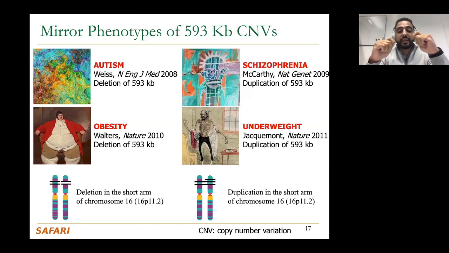So if 600,000 characters are deleted from chromosome 16, then you might have obesity. But the interesting part is that if the same portion is duplicated, then you will have a totally opposite disease, which is underweight, for example.